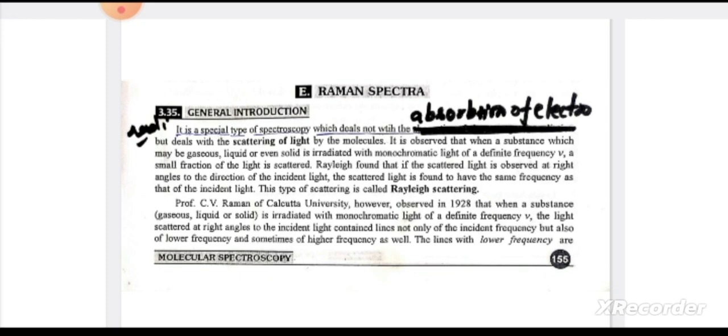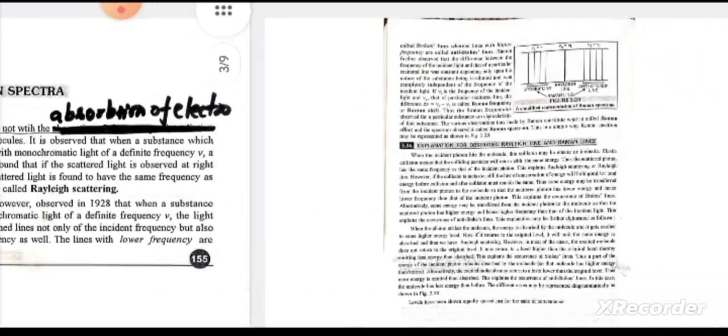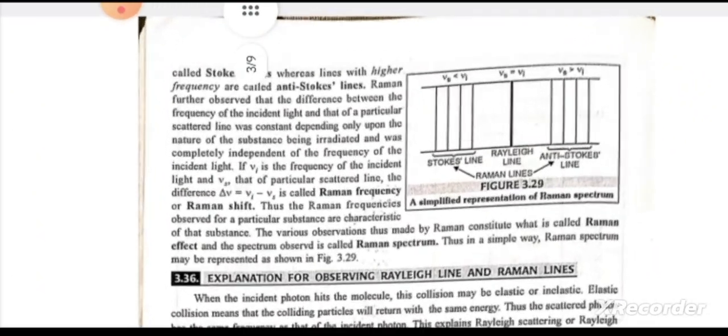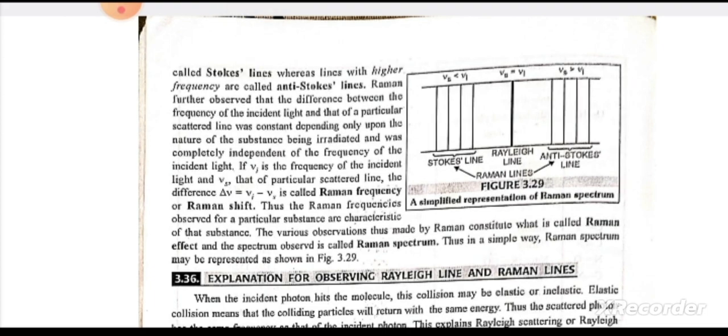Professor C.V. Raman of Calcutta University, however, observed in 1928 that when a substance, gaseous, liquid, or solid, is irradiated with monochromatic light of a definite frequency mu, the light scattered at right angles to the incident light contained lines not only of the incident frequency but also of lower frequency and sometimes higher as well. The lines with lower frequency are called Stokes lines, whereas lines with higher frequency are called anti-Stokes lines.